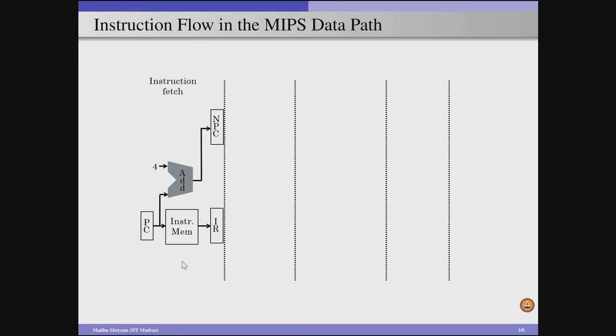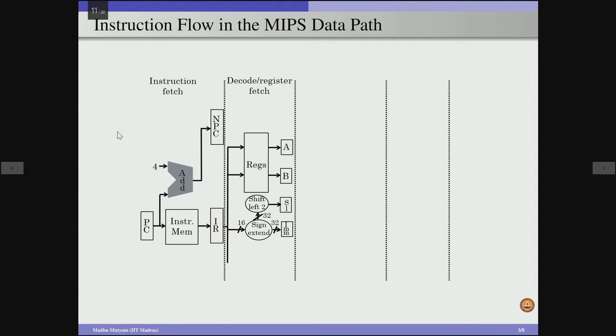So, the first stage we discussed is the instruction fetch. We are going to consider a program counter register, the instruction memory, another register called the IR, the instruction register, and another temporary register called the next PC. We have an adder which is going to perform the addition of the contents of PC and 4, and that will be stored in NPC, the next PC.